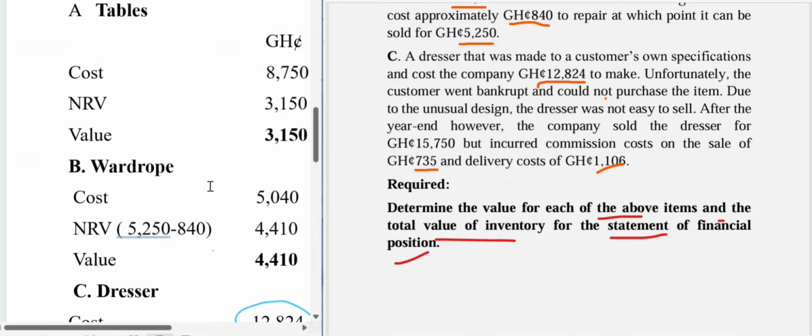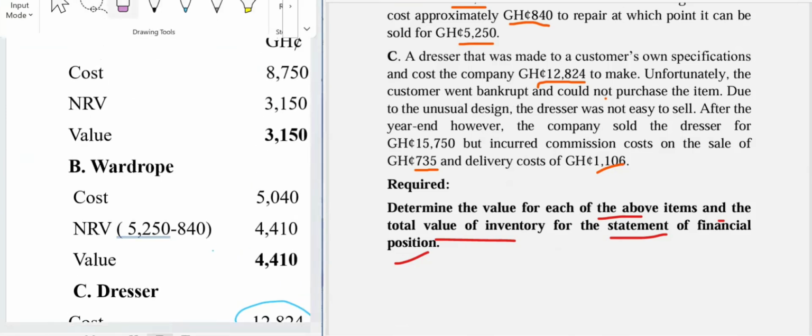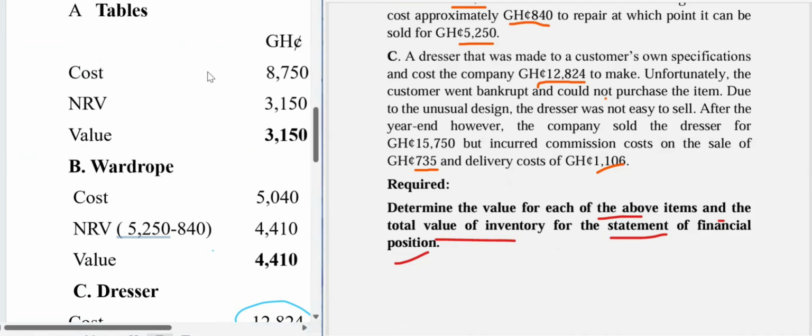When we are done, you just have to come and value them. So you see, for the table, the cost was this, NRV was this, so we said the lower of the two, and we pick this one. Are you following? Wardrobe: cost was this, NRV was this, so the value is the lower, which is 4,410.